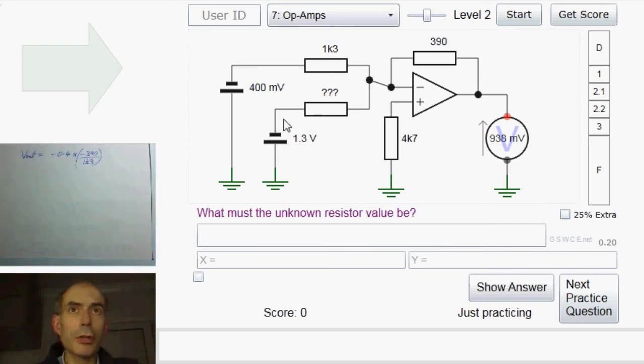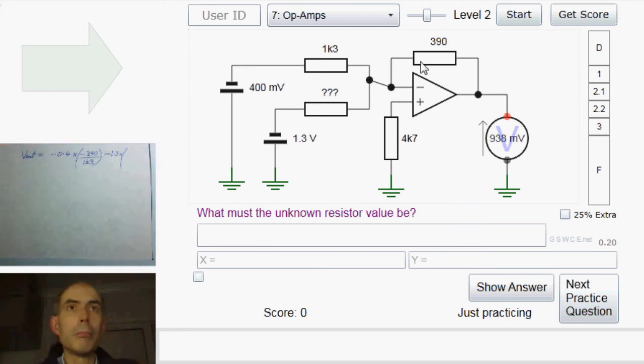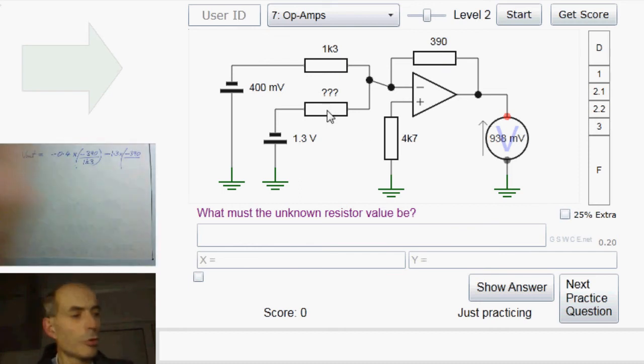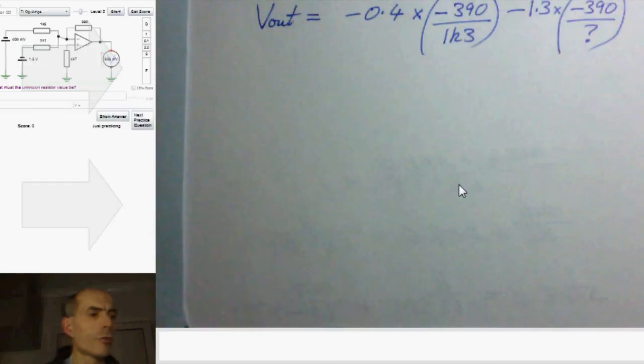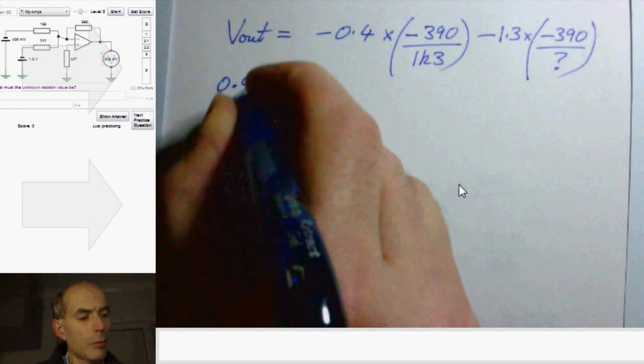And then plus the contribution from the other input here. Well, that there would be minus 1.3 volts, again minus because this has its positive terminal connected to ground. That would be minus 1.3 times, again, minus the feedback resistor, 390, divided by the input resistor, which we don't know. And we know the output is 938 millivolts. So, this is the sum that we're going to try and do, where Vout is 938 millivolts.